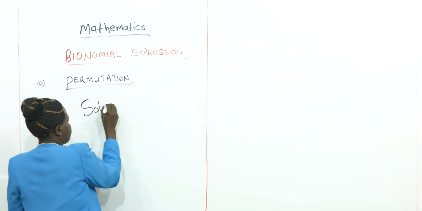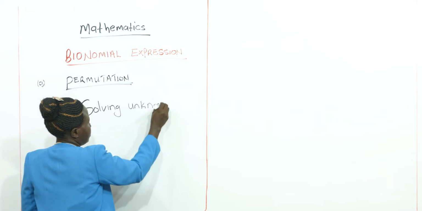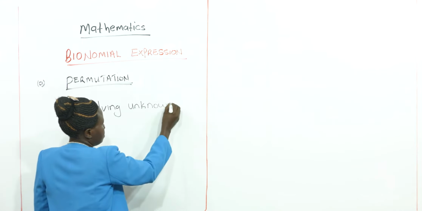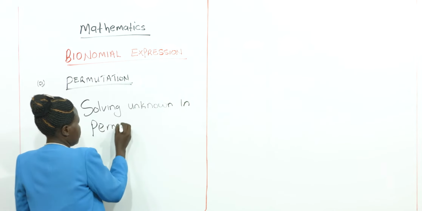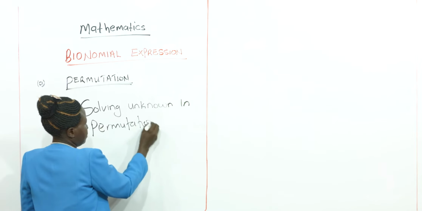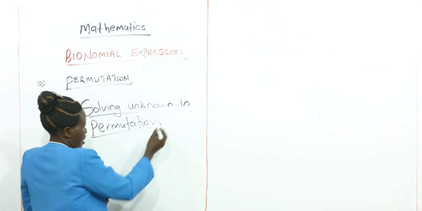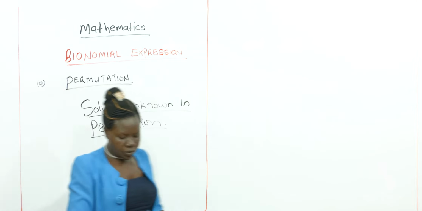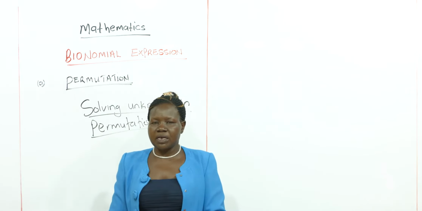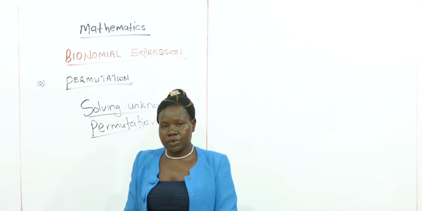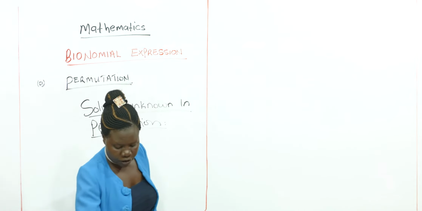Solving unknown in permutation. So dear learners, this is what we are going to look at. In most cases, they will ask you to simplify or solve, and then they give you the equation. So you have to use the knowledge of permutation in solving it.